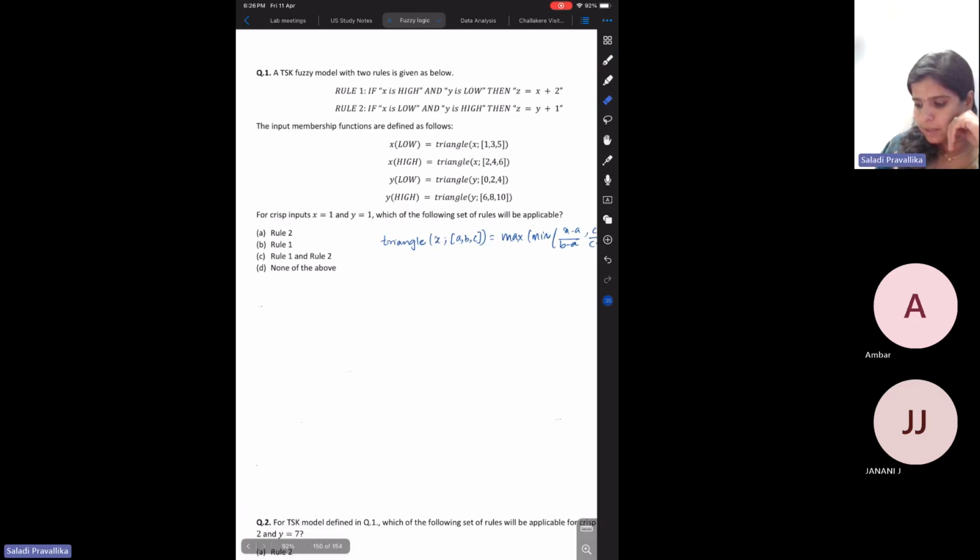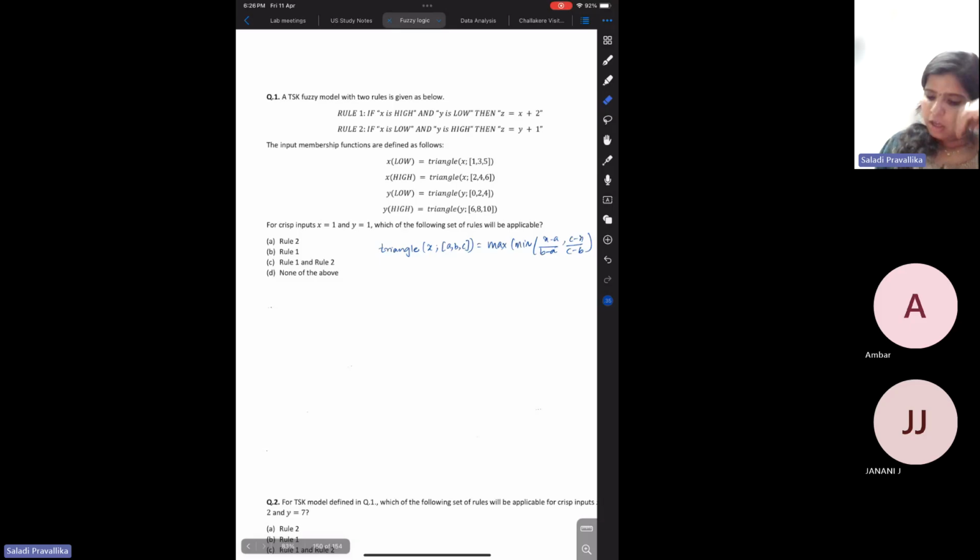Okay, so I'm starting. So we have two rules here. The first rule is if x is high and y is low, then z is equal to x plus 2. So at the consequence side, we have a polynomial, and hence this is a TSK fuzzy model. Here it is mentioned that it is a TSK fuzzy model, but sometimes in the question it won't be mentioned also. So you just have to keep an eye on that.